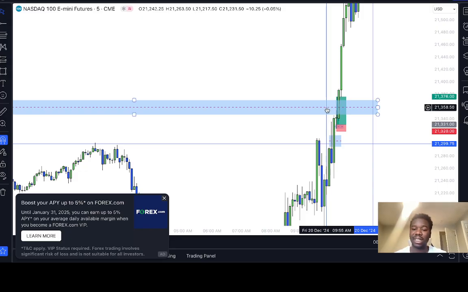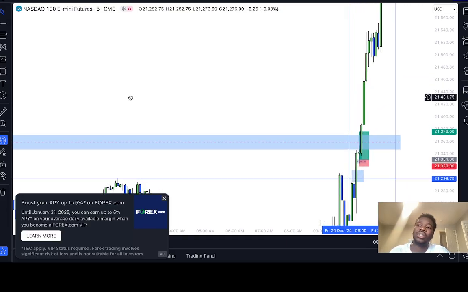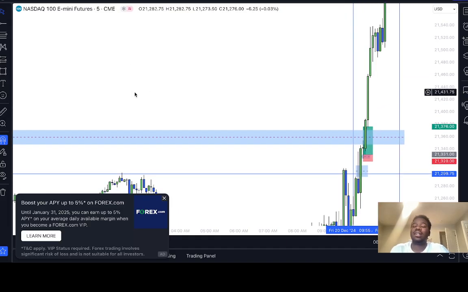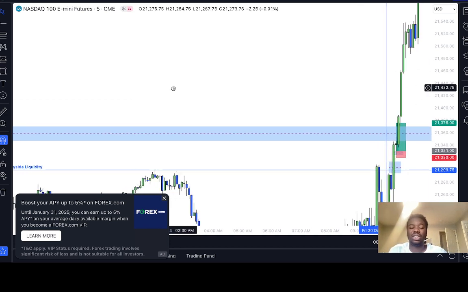Now, if we rejected off the consequent encroachment and started to look like we're forming structure back down to the downside, I would be worried. You have to trust in your trades, but I would be worried. What I would probably do after we even got into this fair value gap was move my stop to break even. It's not good to choke your trades, but at certain points, I feel like you have to know when's a good place to position your stop.